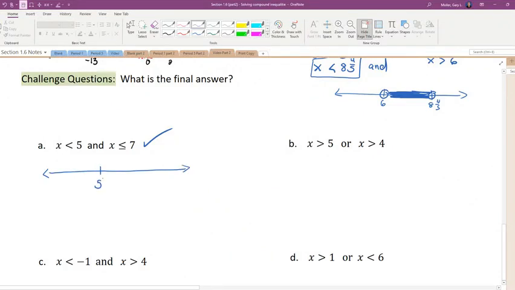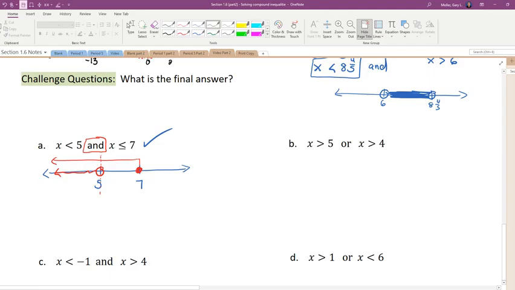Here's 5. Here's 7. x is less than 5. That's going to be everything over here. And x is less than or equal to 7. So that would be everything here. This is an "and" question, so I'm looking for the overlap. Where do we overlap? Looks like it starts right here at 5. But 5 is not the answer because 5 is not in this first set, but it is less than 7. So my actual answer, the one that I need to report, is right here.